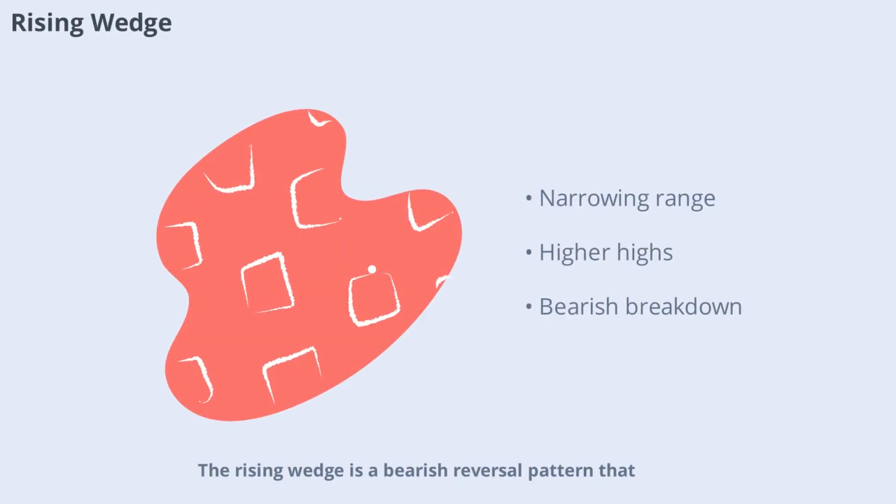Rising wedge is a bearish reversal pattern that forms when the price makes higher highs and higher lows, but the range narrows over time. This pattern often appears at the end of an uptrend and signals that buying momentum is fading. A breakdown below the lower trend line confirms the reversal. Rising wedges are useful for spotting potential tops and preparing for a trend change.